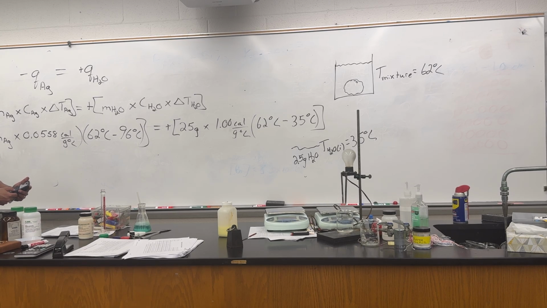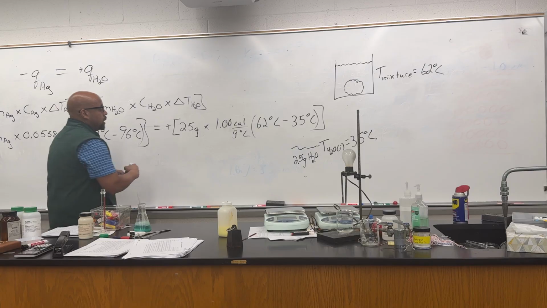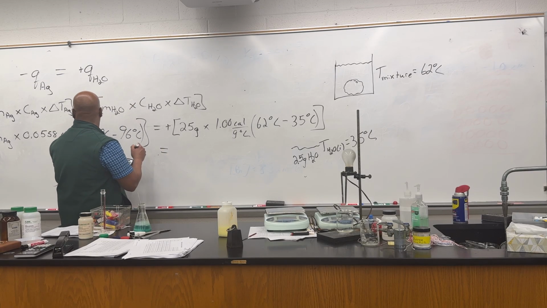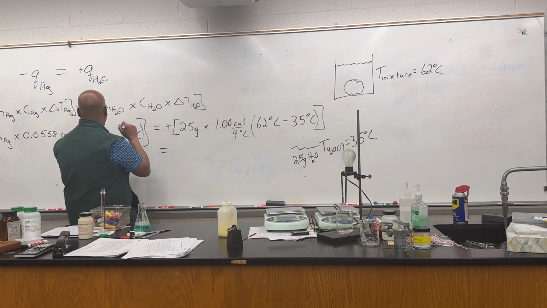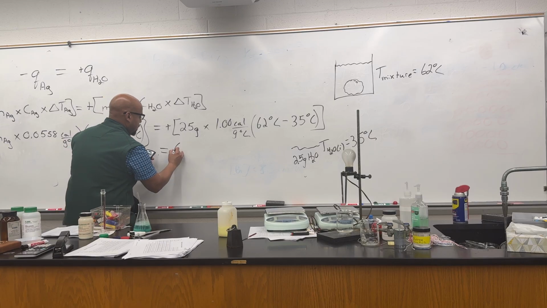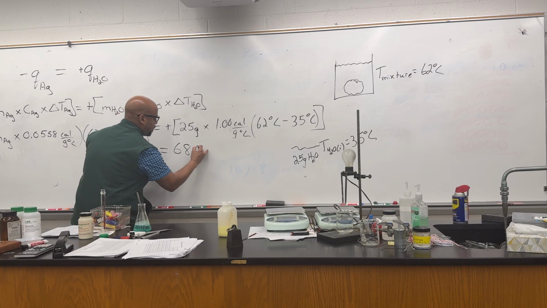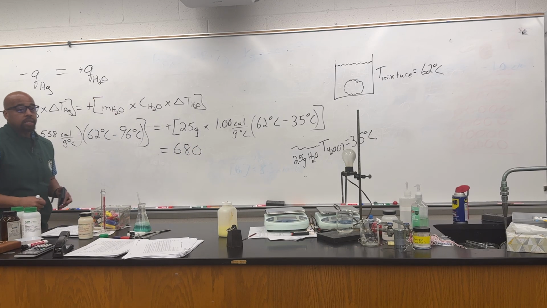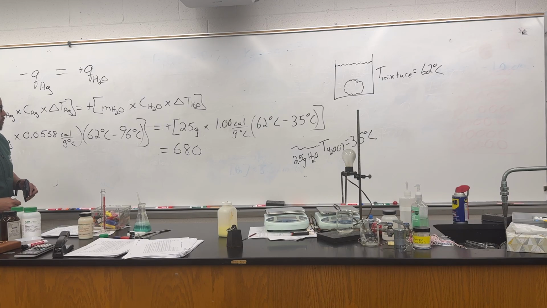25, well, we'll do this. 62 minus 35 times 25. So I'm gonna go in here. Should I do this? I'm gonna do it anyways. Should round at the end, but I'm just gonna go ahead and round really quickly here. So it's gonna give us 680.